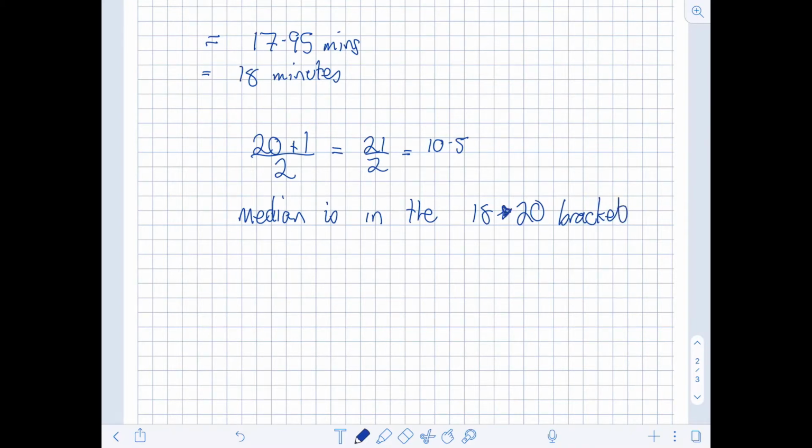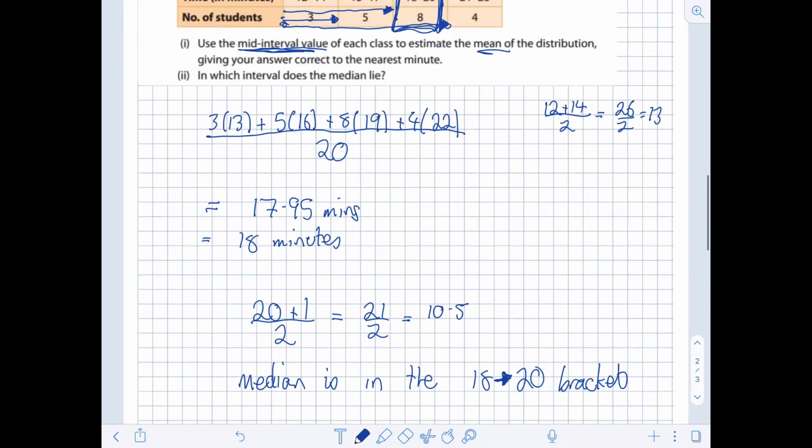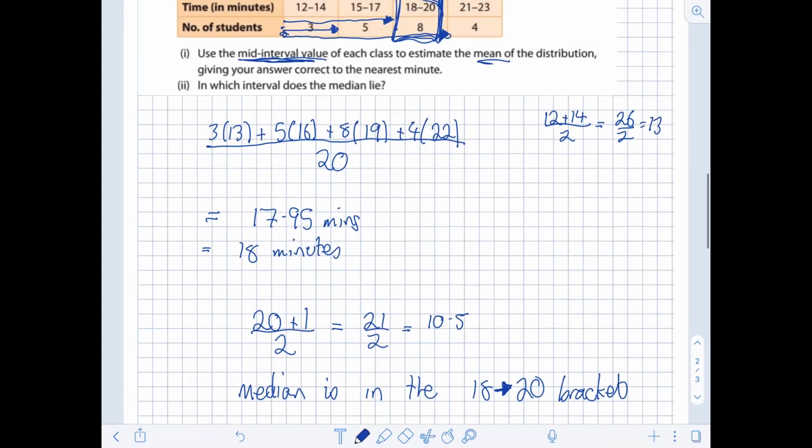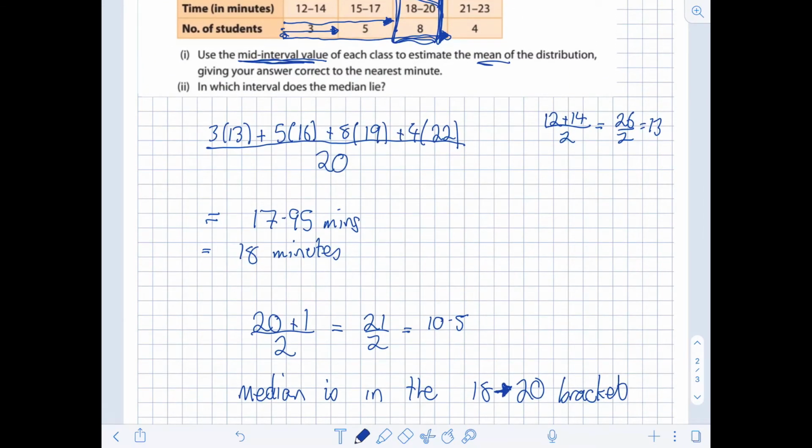And my apologies for my handwriting. I'm writing on my iPad, so it's kind of a very slippy surface. But I'll do my best. So that's where it is. Yeah, that's where the median is.